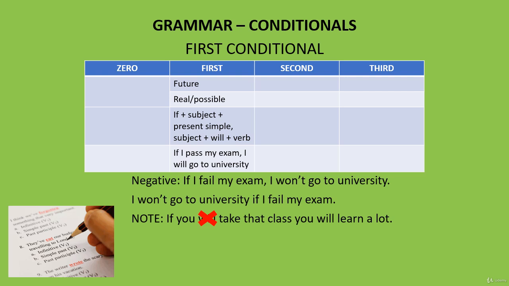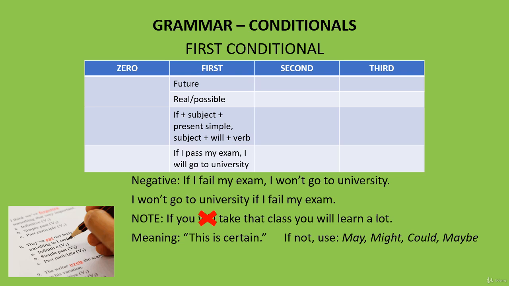If the first condition happens, the action, in your mind, is certain. If you don't think it's certain, you can write may, might, could, or maybe in the second part. Like this. If I pass my exam, I may go to university. Or, if I pass my exam, maybe I will go to university.